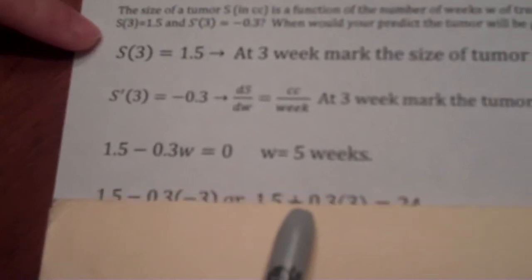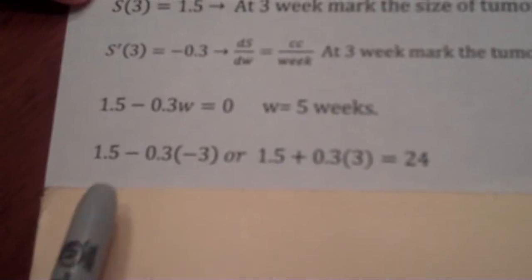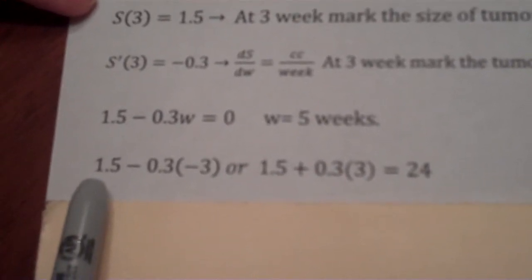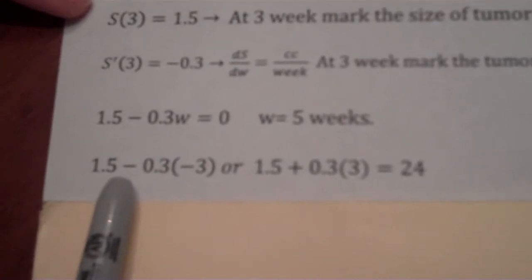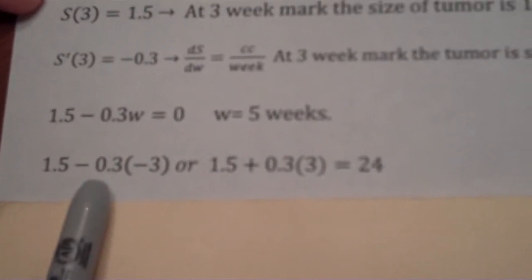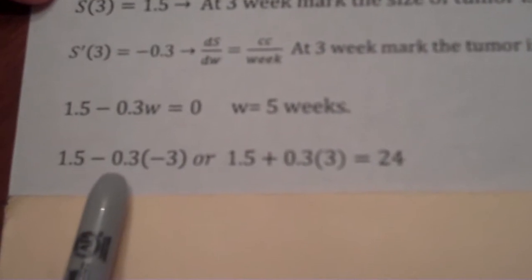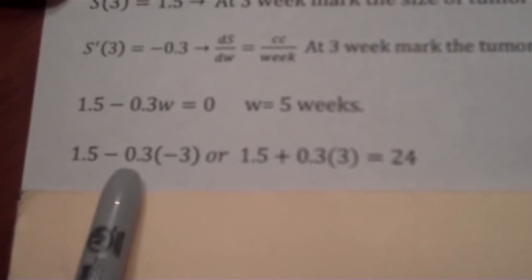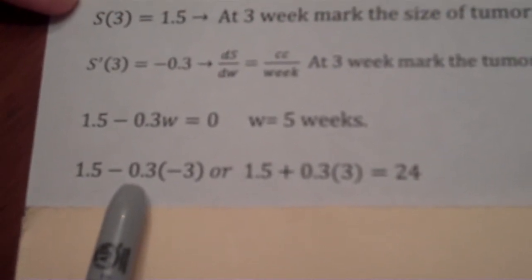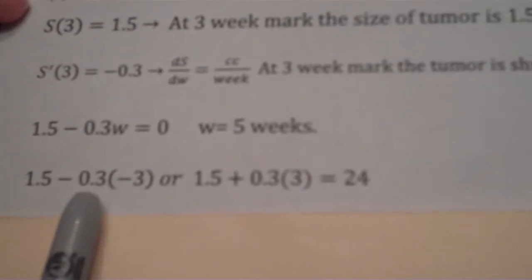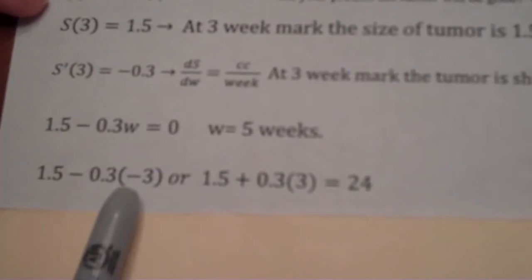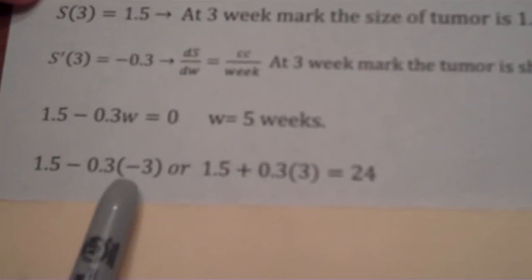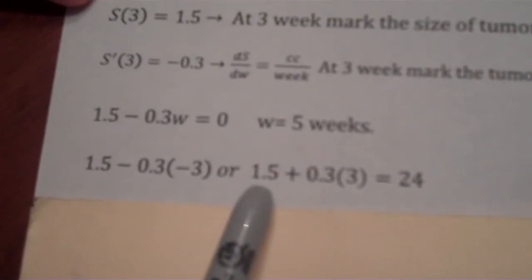Well, let's use the same formula again. And you could think of it, again, as being 1.5 cc's going down at 0.3 cc's per week. But since I want the size 3 weeks ago, the original size, in other words, I'd have to multiply by negative 3. Now, I'll be honest, this isn't really the way I would think of it. Here's how I would think of it.